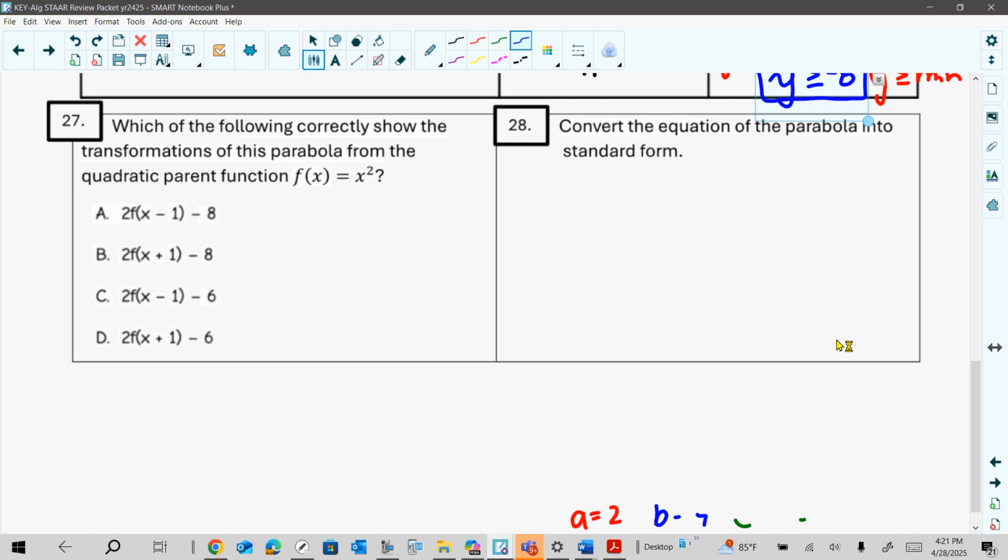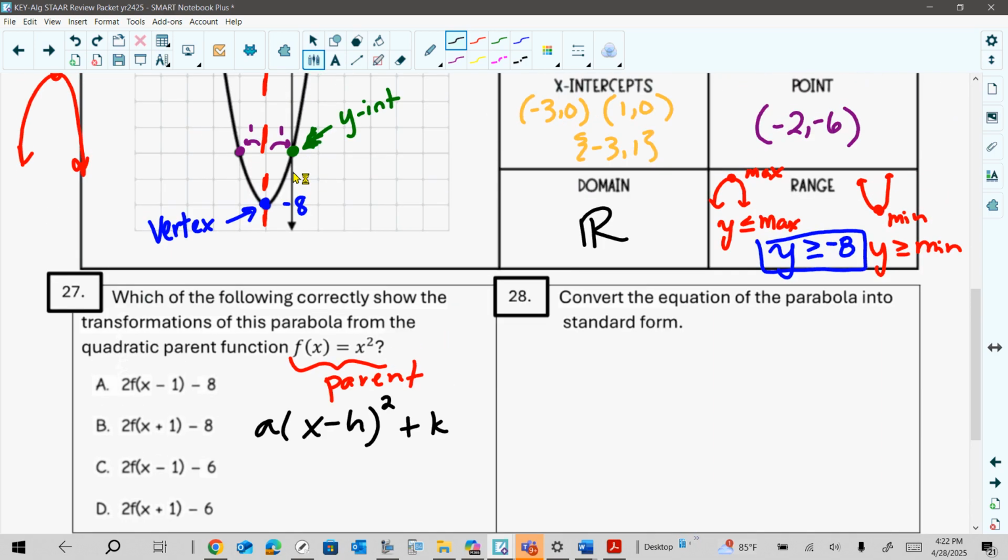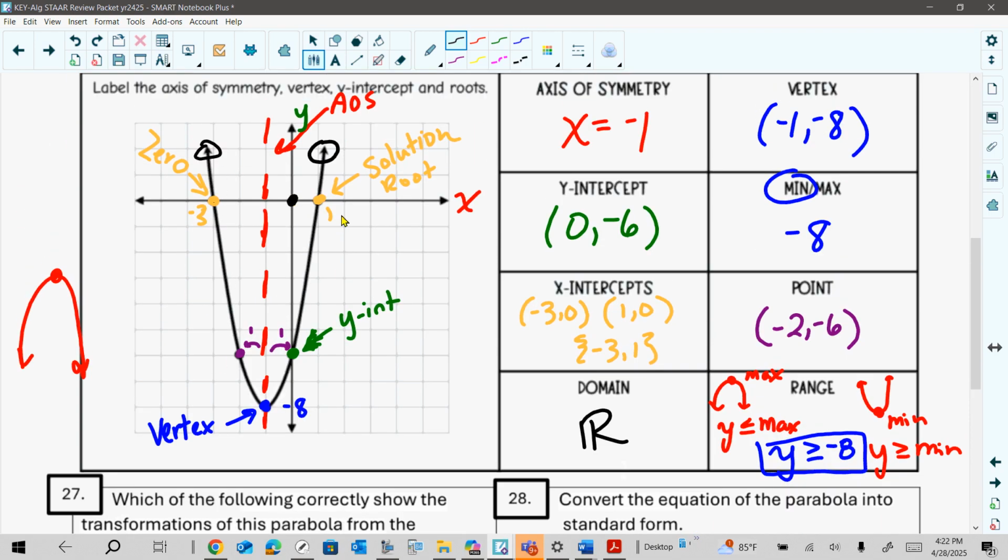Which of the following correctly shows the transformation of a parabola from the quadratic parent function? So this starting off right here is the parent function. And if we look, all of our answer choices are in vertex form. Remember, vertex form is when we have parentheses x minus h, close the parentheses, squared, and then plus k. So when they're asking for the transformation of the quadratic parent, they're referring to the graph that they gave us here, this parabola in black.